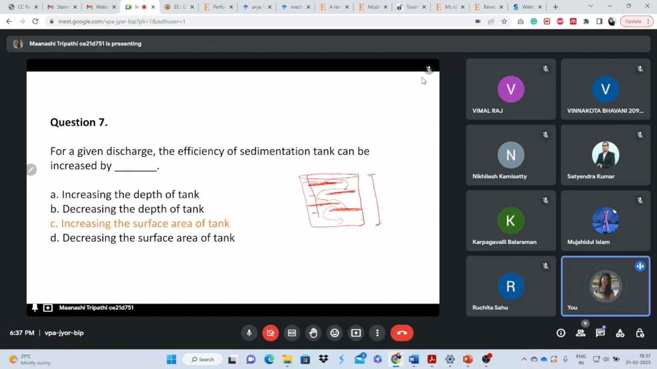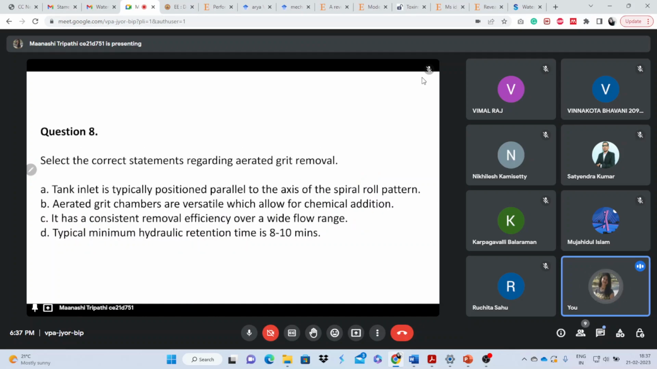Moving towards the next question. Question number 8: select the correct statement regarding aerated grit removal. Earlier, we just used to provide a detention time of 1 minute or so in the grit chamber and the inorganic particles used to be removed. Now we use an aerated grit chamber. So select the correct statement regarding the aerated grit chamber. Please answer this question. It can have more than one answer.